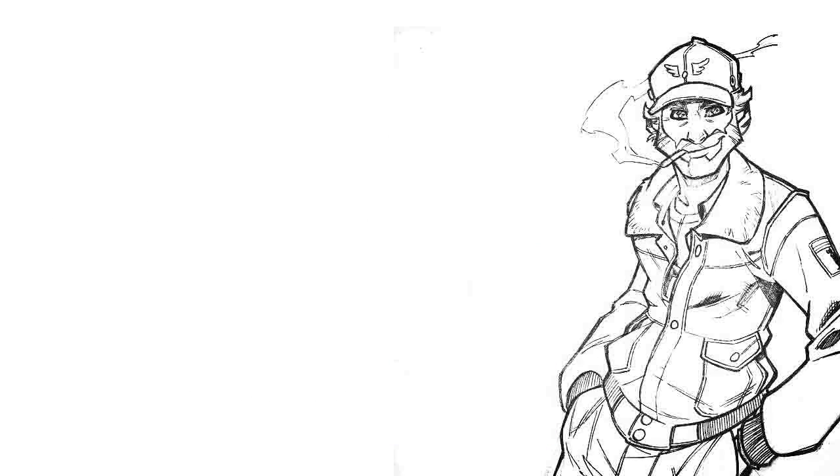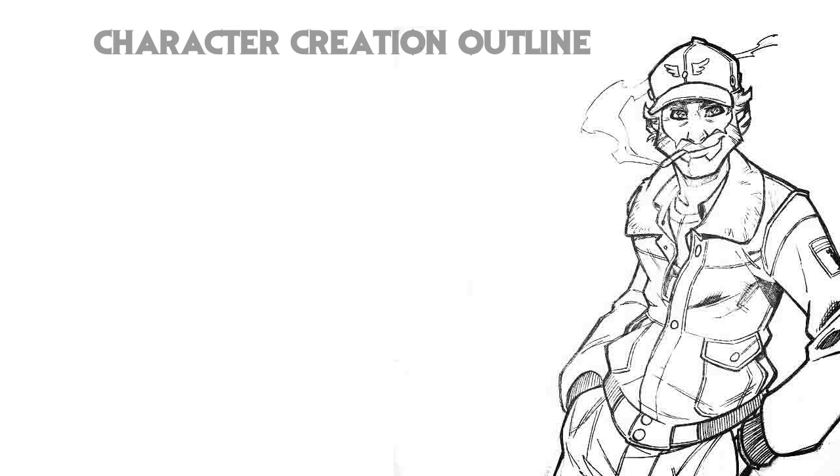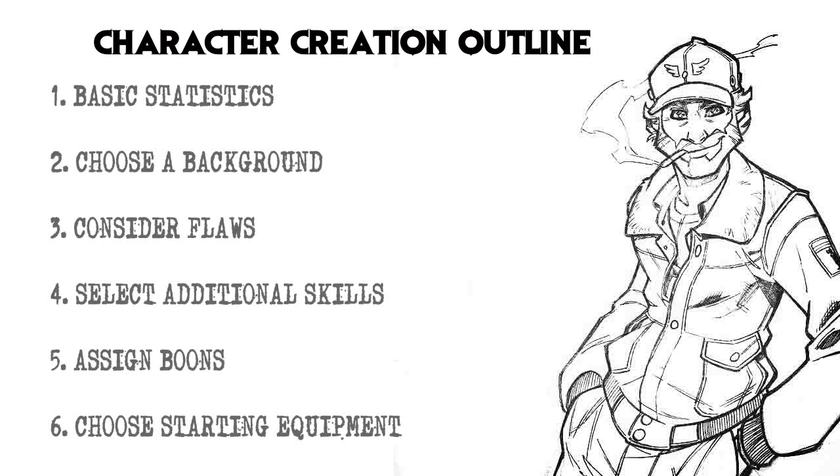So now we'll actually get into the game mechanics. I do have a character creation outline. There are 6 steps. So first you start with the basic statistics. Then you choose a background. You consider flaws. Flaws are optional, but they do give you additional skills. 4 is you actually select additional skills if you did take any flaws. Step 5, you assign your boons. And again, in the previous video, I described what boons were.